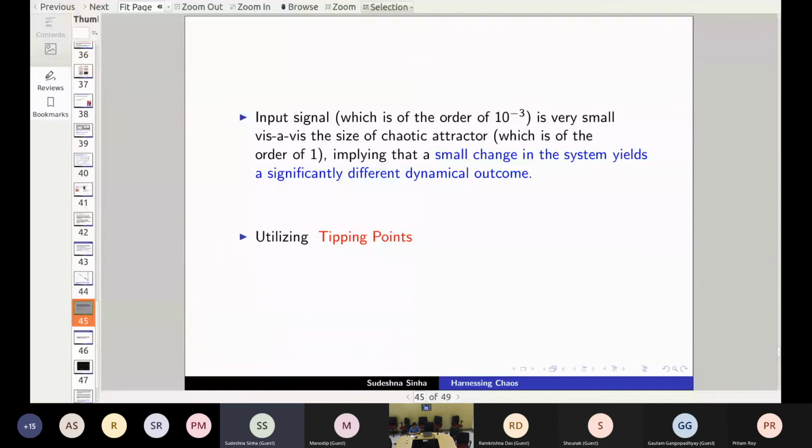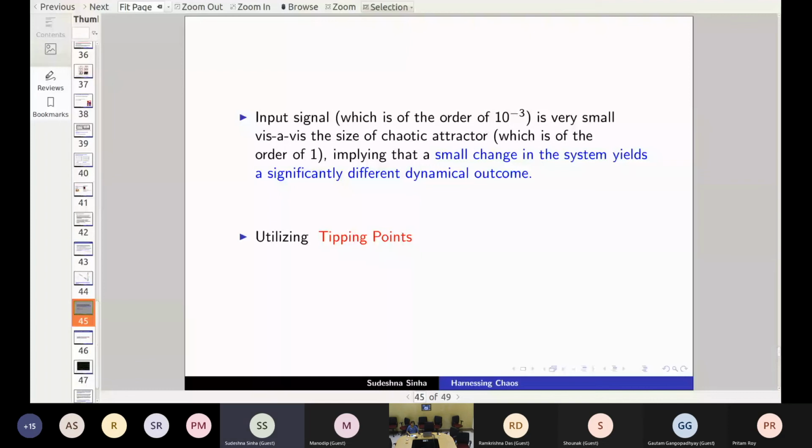And why is this nice? What we found was that the input signal now could be seriously small. The output is the size of the attractor, which is of order one, and the input signal was 10 to the power minus 3. So it was responding to really, really small changes with a very significant dynamical outcome. People like that. People like a small change to drive a large output. Some people call these tipping points. We didn't, it's not in the paper, but essentially, a small change gives rise to a big effect. In dynamics, sometimes it's hazardous or dangerous and to be avoided, but here we are trying to utilize it.